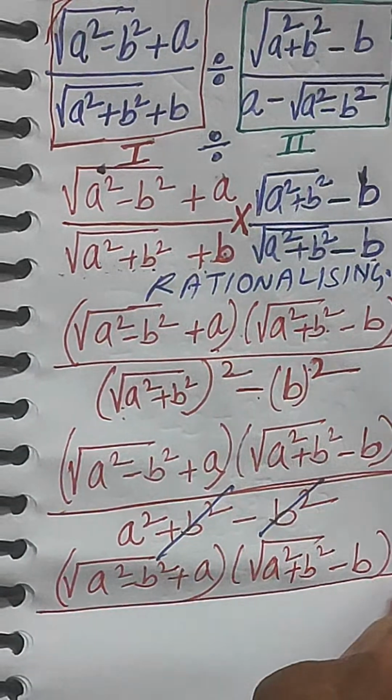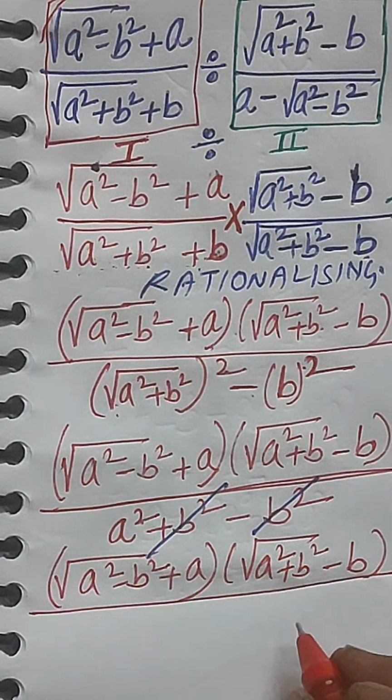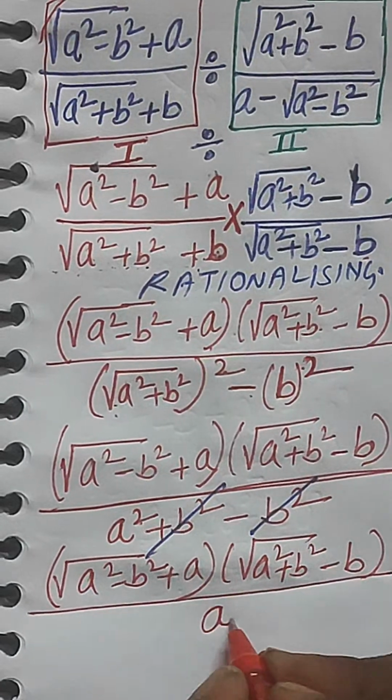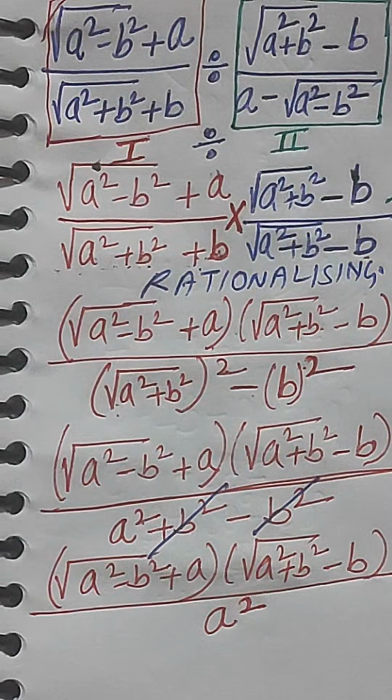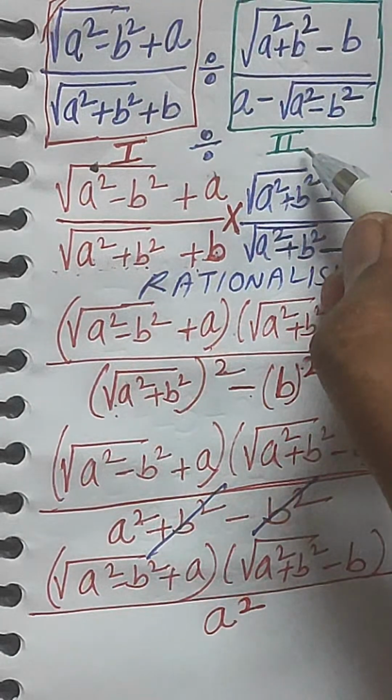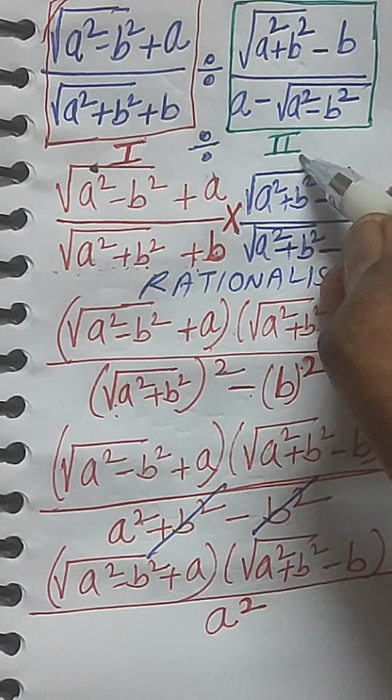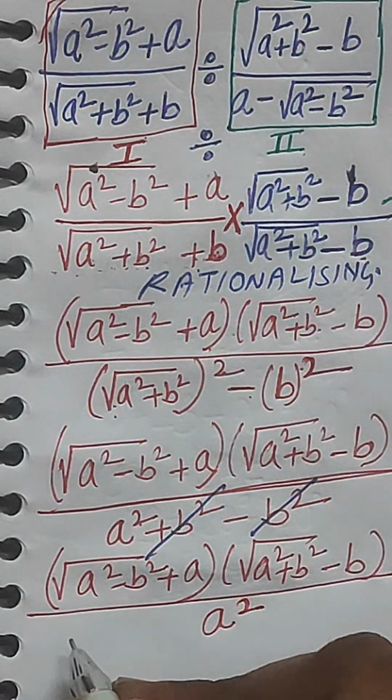And this whole divided by what? Only a square is left. So this whole divided by a square, right? Now we are just changing the pen so that you can understand. We are now taking the second part. Now we're changing the color of the pen to green.